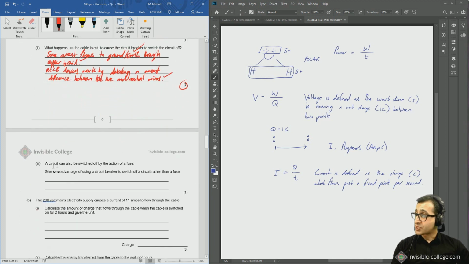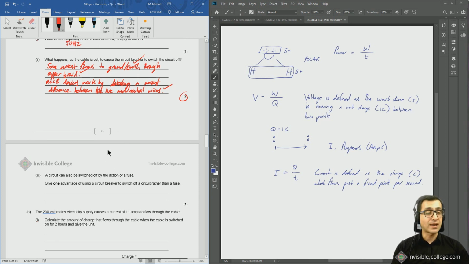Let's have a look at part 3. A circuit can also be switched off by the action of a fuse. Give 1 advantage of using a circuit breaker to switch off a circuit rather than a fuse. Now again, many examiners and many teachers hopefully will have drummed home to you again and again the importance of these command words. It's so important that you pay very close attention to what the examiner is asking from you, especially one of these command words. So give 1 advantage. What is 1 advantage of using a circuit breaker rather than a fuse?